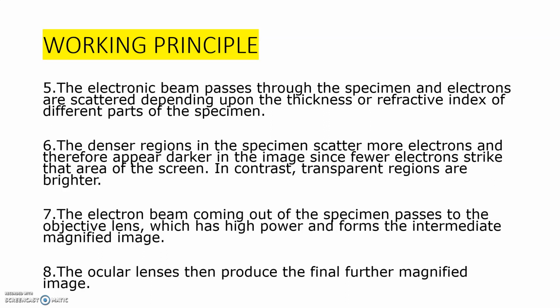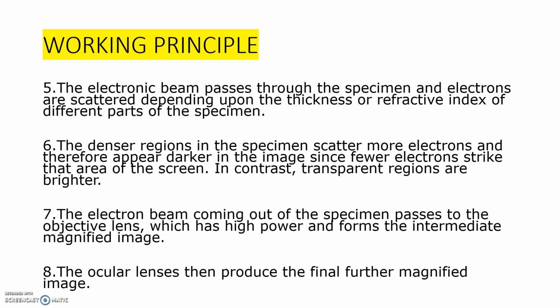When electron scattering from the specimen is very low, more electrons strike the screen. In contrast, transparent regions are brighter.